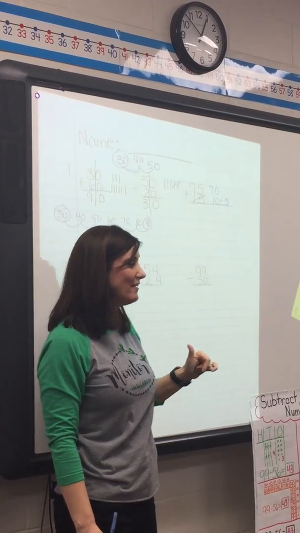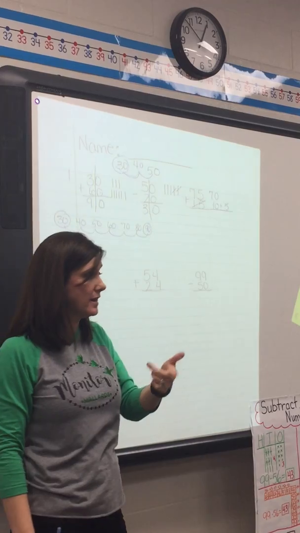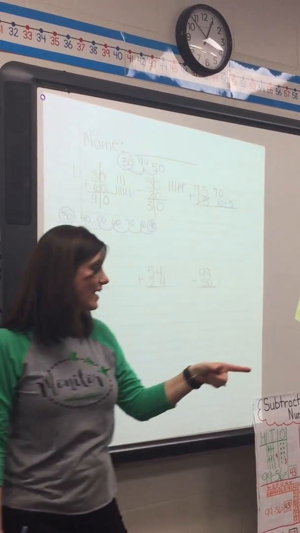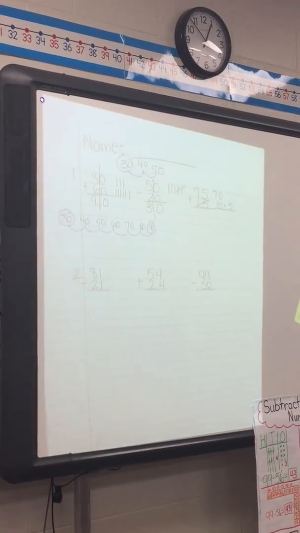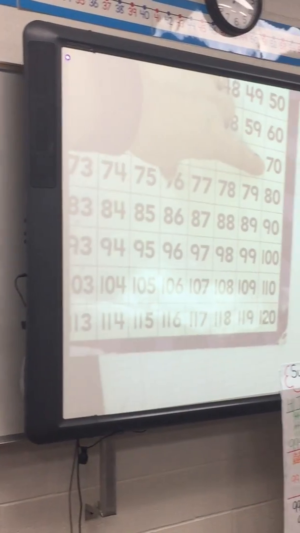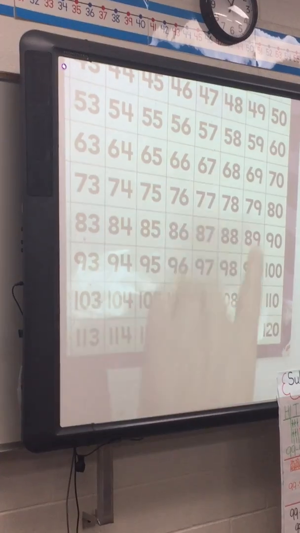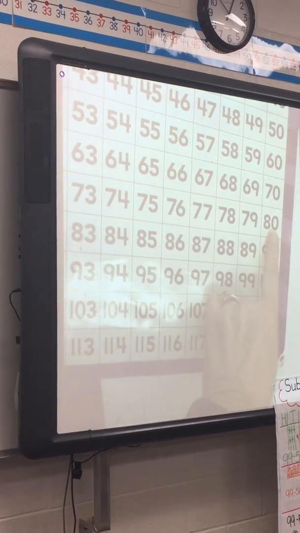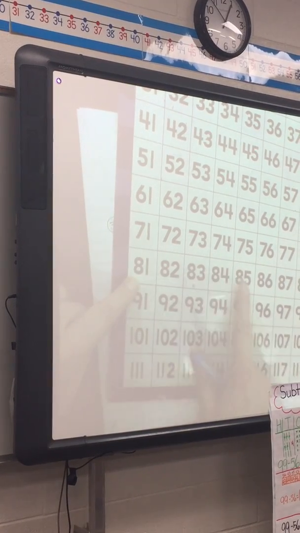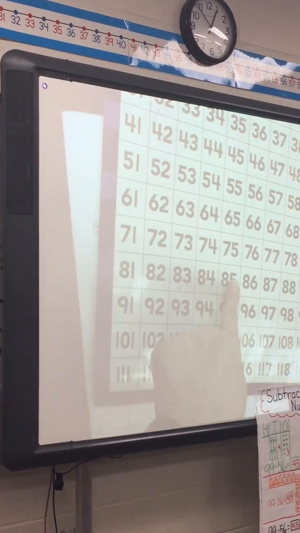You know how to do that one, don't you? What's 70 plus 10? 80. 80 plus 5 more. 85. Look at our hundreds chart. If we start at 70 and we go down 10, where do we go? 80. And then 81, 82, 83, 84, 85. There's 10, 11, 12, 13, 14, 15 hops. Get me to what number?